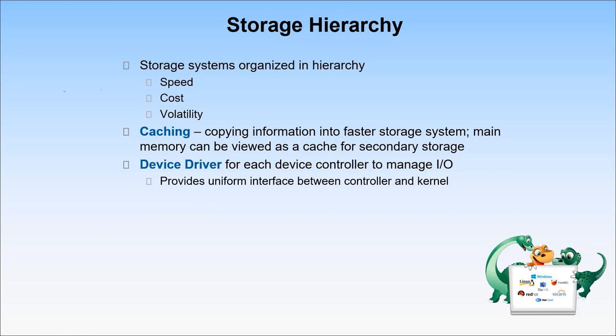So when we move our data from the secondary storage, or from the hard disk, to a faster storage, we call that process caching. We also mentioned the device controller. This controller is managed by a device driver. There is a device driver for each device controller to manage I/O, and it communicates directly with the operating system. It provides a uniform interface between the controller and the kernel, or the operating system itself.